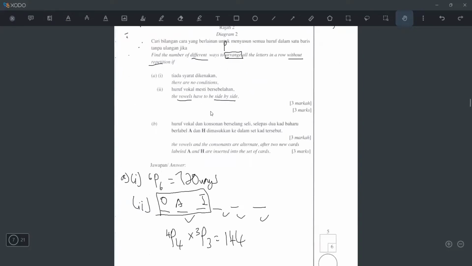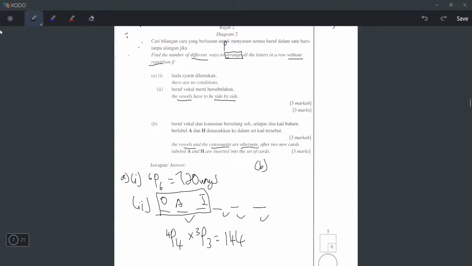Okay, let's look at question B. Question B is a little bit different. It's a little bit difficult. So let's read the question. They say, find blah blah blah, if the vowels and consonants are alternate, and then after two new cards, A and H, are inserted into the set of cards. Okay, alternate means selang seli. It means it will be like vowel, consonant, vowel, consonant, vowel, consonant, like this, right?